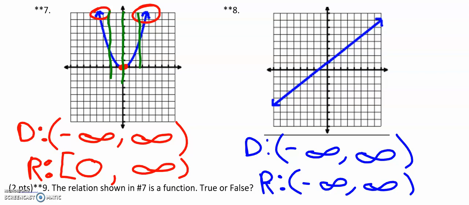Going on to number 8. Once again, I draw my vertical lines for the vertical line test. And as you can see, as we go through, it only hits one point at a time. Therefore, number 8 is also a function, making number 10 true.